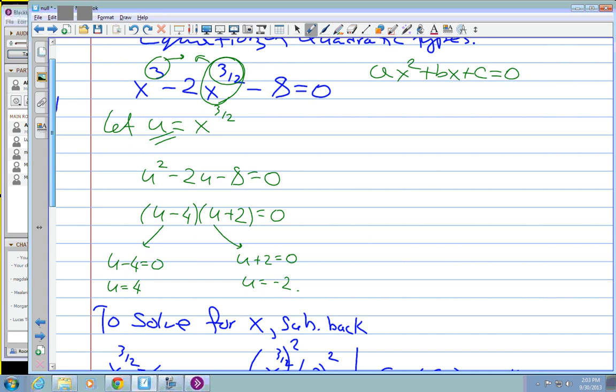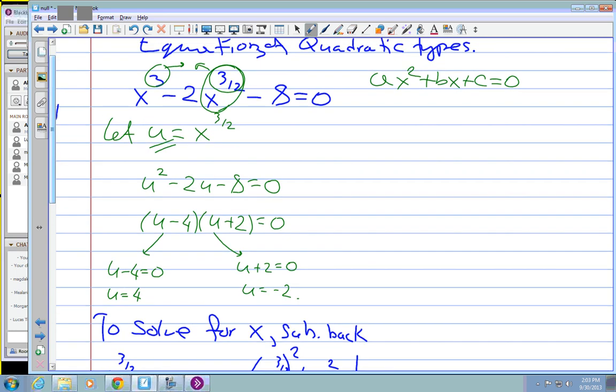Okay. So equations of quadratic type. Make sure you understand that concept of substitution. We've covered it in class. You've done a few homework problems on that.